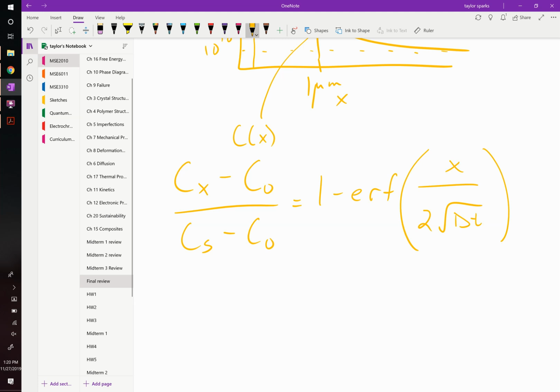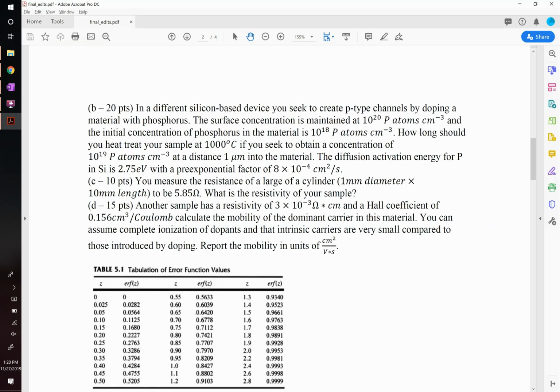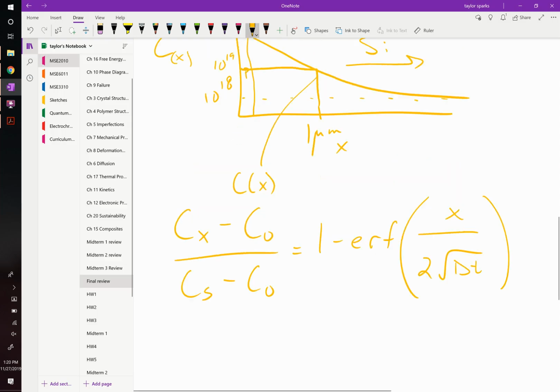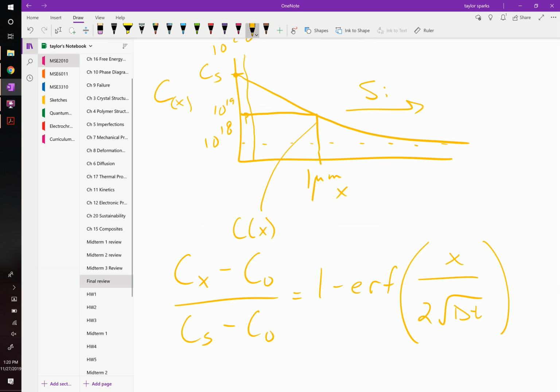We asked for how long, I think? It says, yeah, how long should you heat treat your sample for? So we're going to be solving for t here. To solve for t, we need to know everything but t in this. So 1 micron. It gives you information to solve for the diffusion coefficient. We'll write that out in a second. You know what concentration you're trying to solve for at that position, 10 to the 19th. The initial concentration, 10 to the 18th. Surface, 10 to the 20th. Initial, 10 to the 18th. So you know all of this.